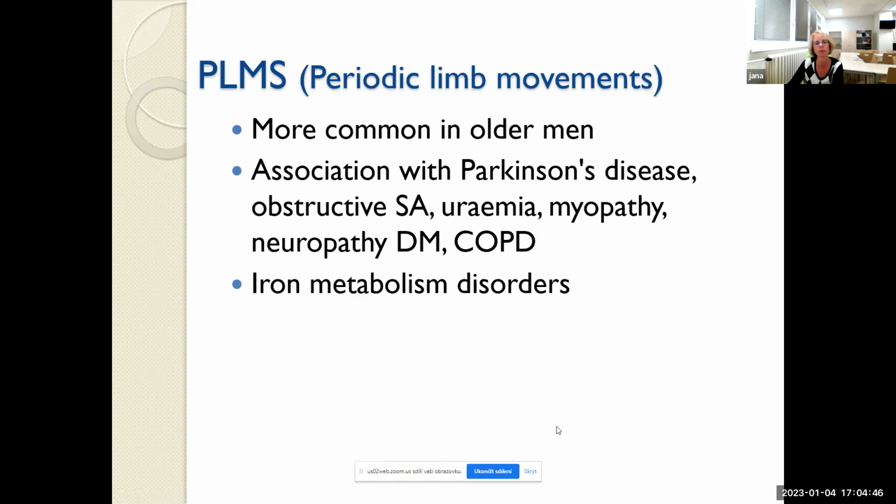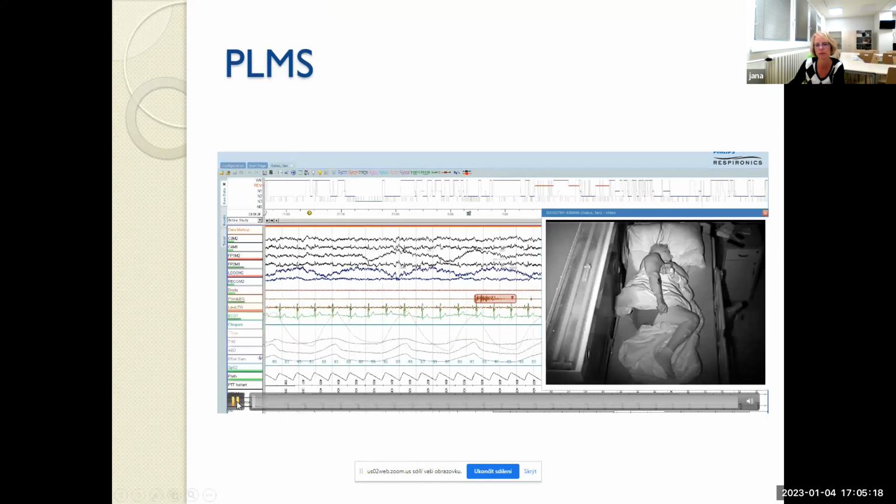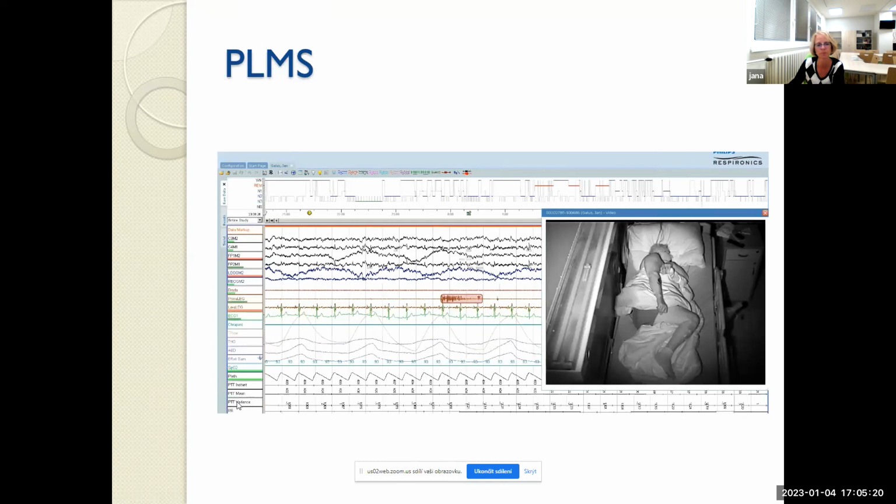It is more common in older men. It is associated somehow with Parkinson's disease, with obstructive sleep apnea, with illnesses of the kidneys, illnesses of the muscles, and could also be related to diabetes mellitus and also to coughing during the night. And of course, you should check iron metabolism and supply iron if it's less than the normal level. I would like to show you how it looks. Hopefully it's not too long to show you.